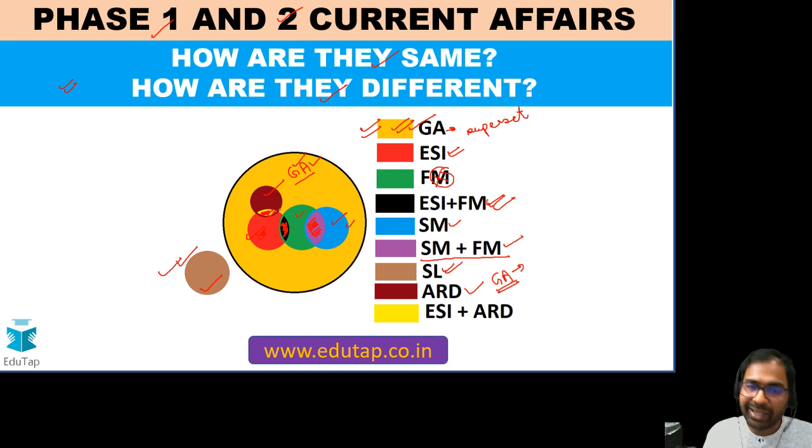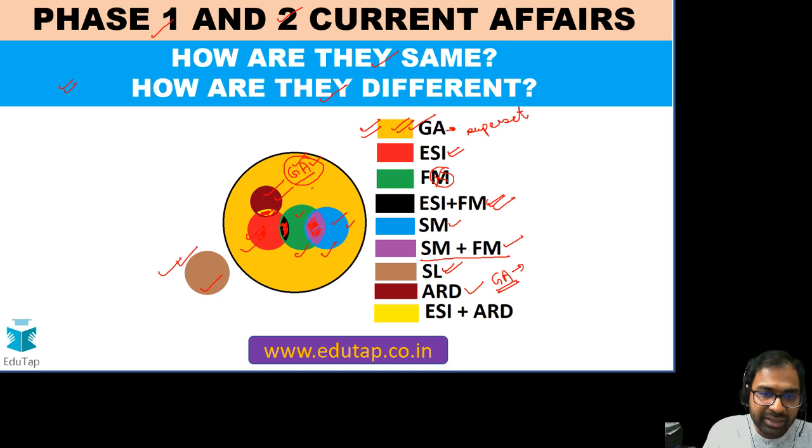So what are the key takeaways from this particular diagram? The key takeaway is, how are phase 1 and phase 2 current affairs same? They are same because GA is the superset, and ARD, ESI, finance and management as well as security market are nothing but subsets of the GA superset. So whatever you read for ESI current affairs, finance current affairs, security market current affairs, agriculture and rural development current affairs, questions based on these four can be asked in your phase 1 GA.